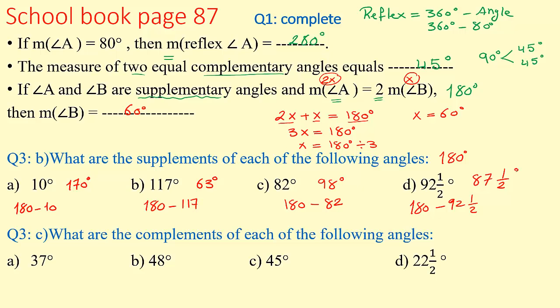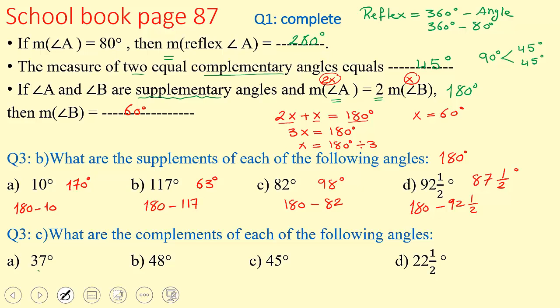It's easy, right? Just knowing that a supplementary angle, if I add them together, they will give me 180 degrees, and I will be able to solve for any supplementary angle. Let's go now for question number 3C. What are the complements of each of the following angles? He's giving me some angles and you want to find what angles complement the given ones.